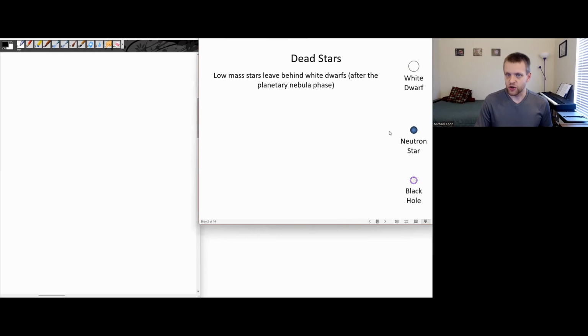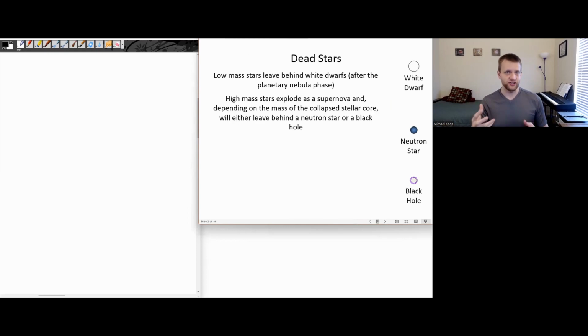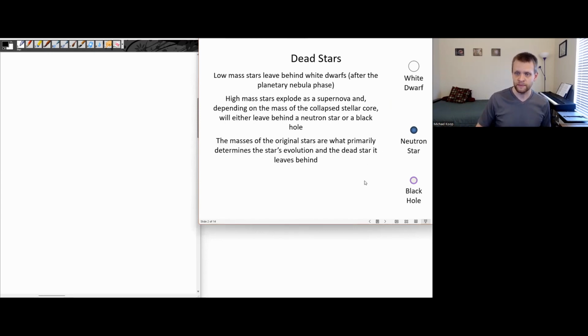And these are going to be some of the weirdest objects that we know of in the entire universe. So again, these dead stars: low mass stars are going to leave behind white dwarfs after that planetary nebula phase. High mass stars that violently explode as supernova, well, depending on the mass of the star core that's left behind, it's either going to leave behind a neutron star or a black hole.